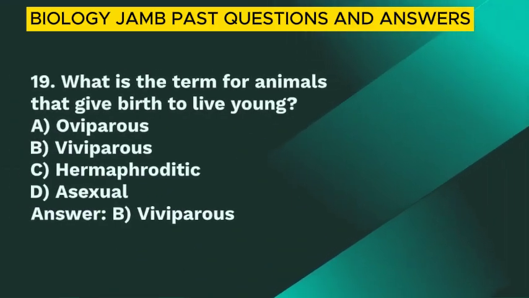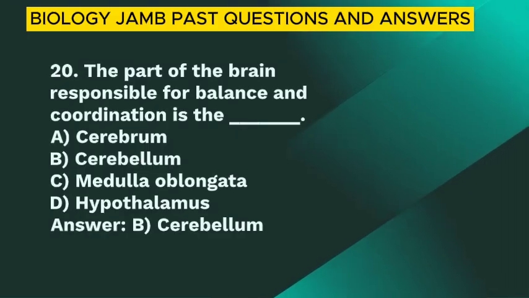Question number 19. What is the term for animals that give birth to live young ones? A. Oviparous, B. Viviparous, C. Hermaphroditic.